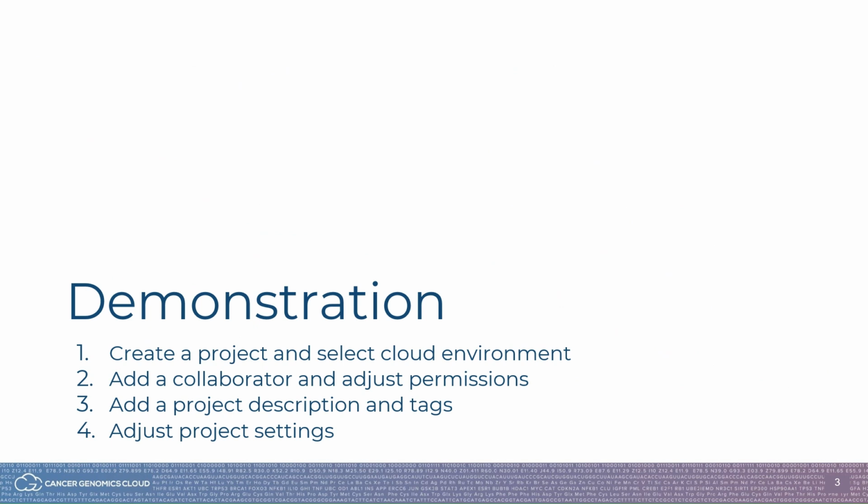So in this demonstration, we'll do the following. We'll create a project and select cloud environment. We will add a collaborator and adjust their permission level to set their role. We'll add a project description and project tags, and we'll adjust the project settings for that existing project.